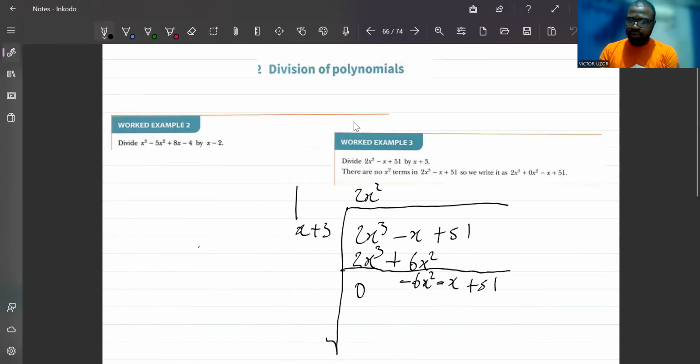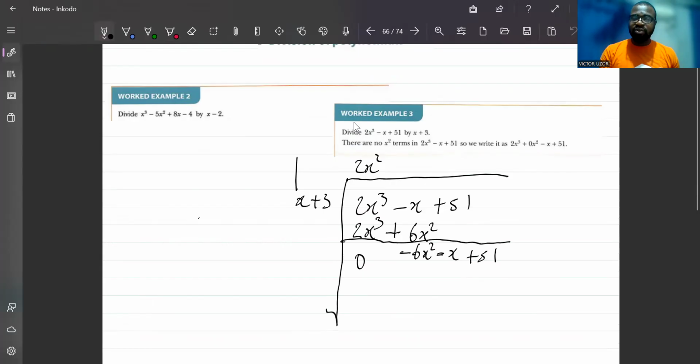Okay, so from here, we can now move on. x divided by negative 6x squared gives you negative 6x. If you multiply it, it will give you negative 6x squared and negative 18x, 3 times 6, 18x. Then you subtract again. The first one will give you 0. So you have negative x minus negative 18x.